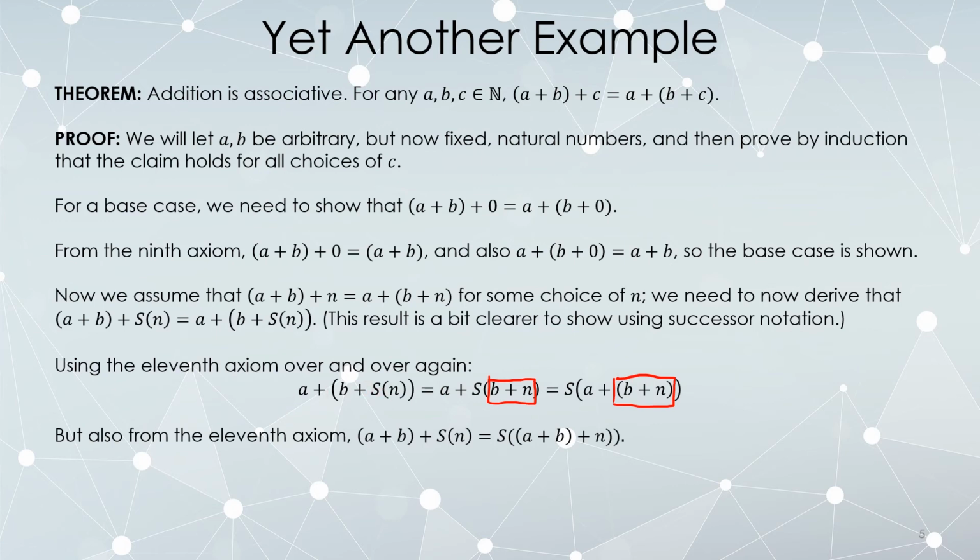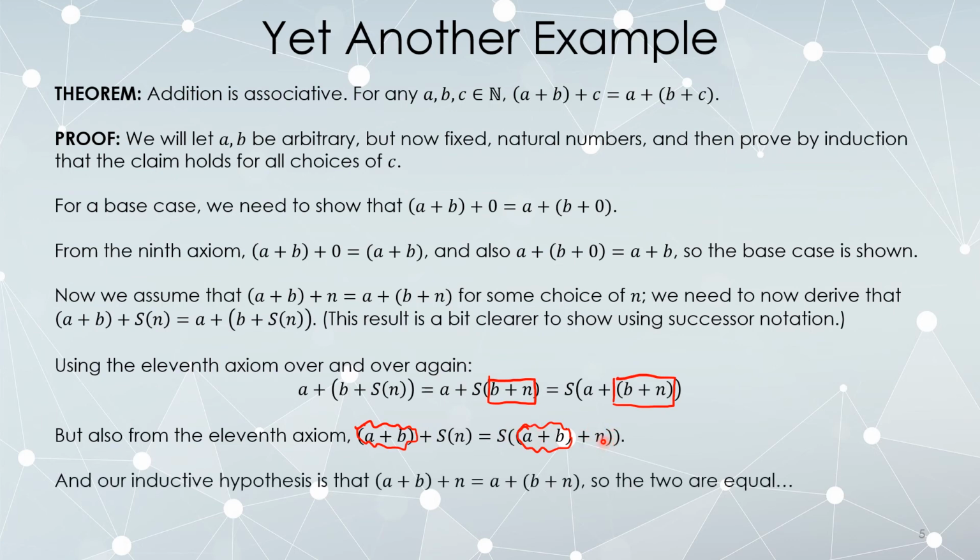Conversely, we can do something else. If I call (a+b) the red squiggle number, then here I have the red squiggle and here I have the red squiggle. So we can say squiggle plus s(n) is s(squiggle plus n). But our inductive hypothesis was that (a+b)+n is a+(b+n). In other words, our inductive hypothesis is that squiggle plus n is the same number as a plus box. The box was b plus n and the squiggle was a plus b. So now I can chain these two things together.